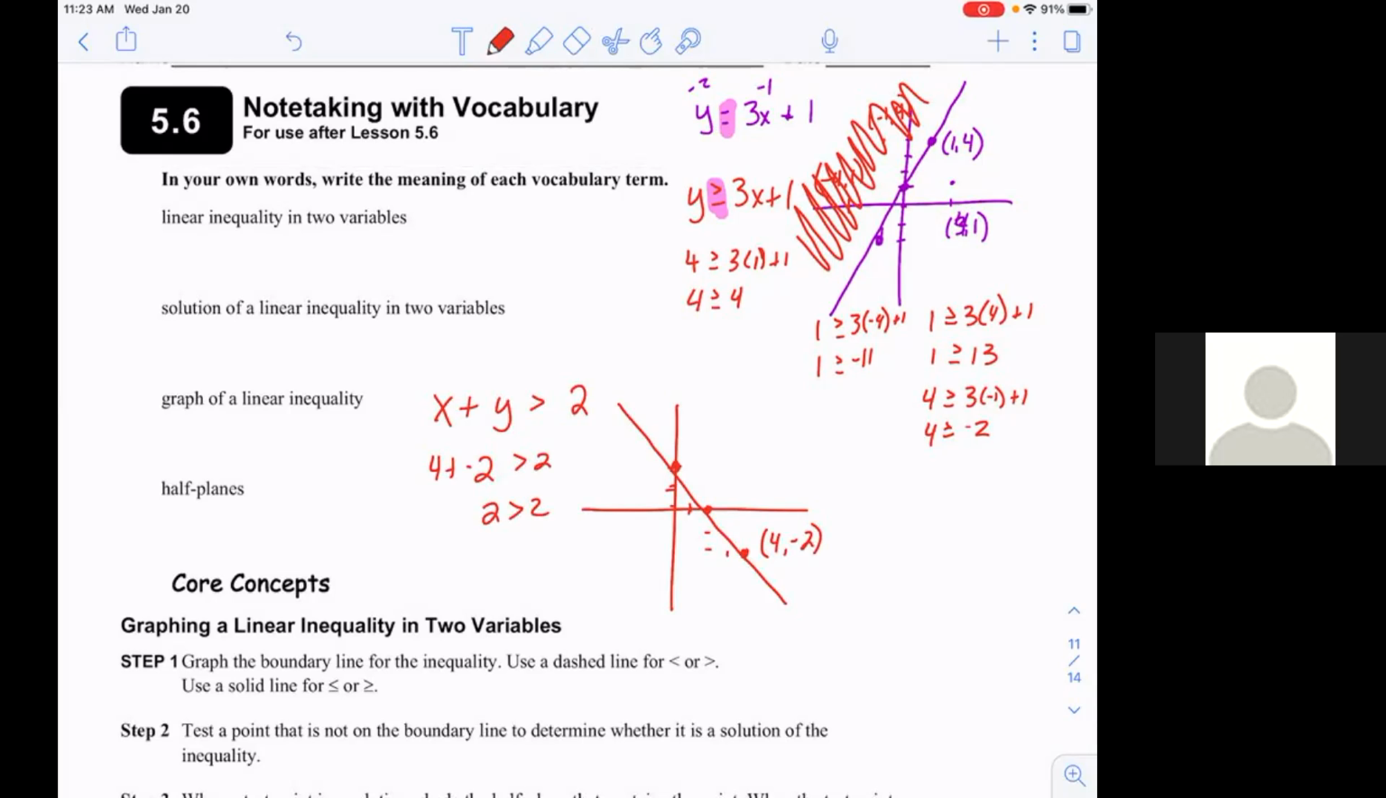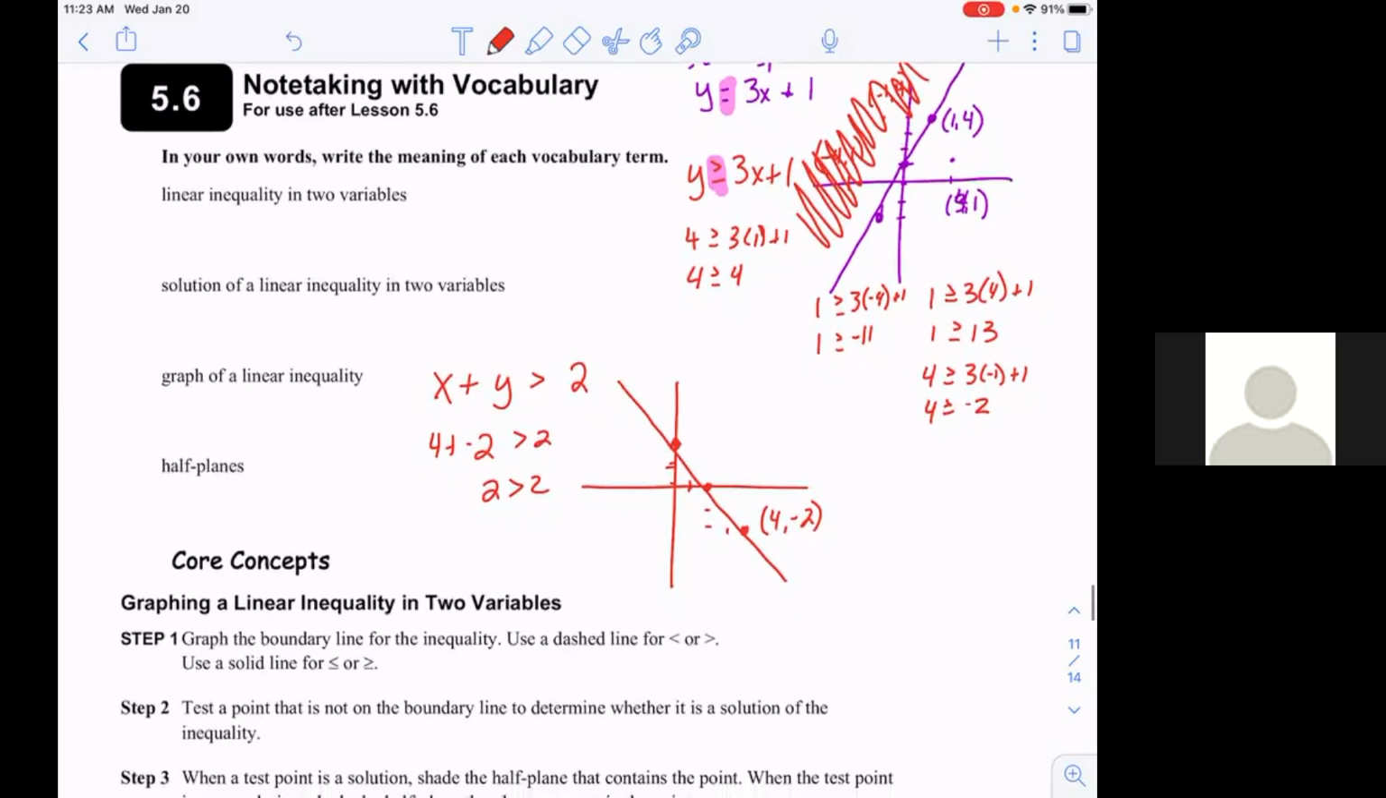Is 2 greater than 2? What? Huh? We're on 5.5, 5.6. We're in our note packet. We're taking notes on 5.6. Is 2 greater than 2? Somebody say no. Thank you.